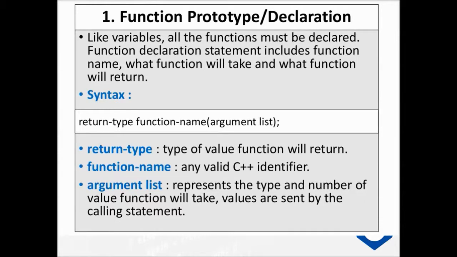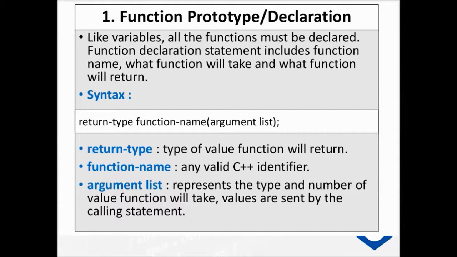Function prototype. Like variables, all functions must be declared. A function declaration statement includes the function name, what the function will take, and what the function will return. The syntax of a function prototype is: the return type, then the function name, and then, in the parentheses, we write the argument list or the variables.